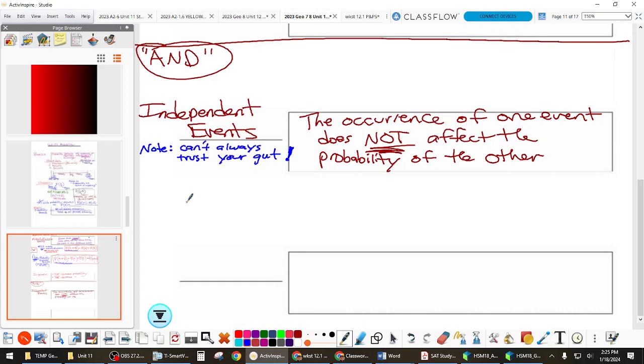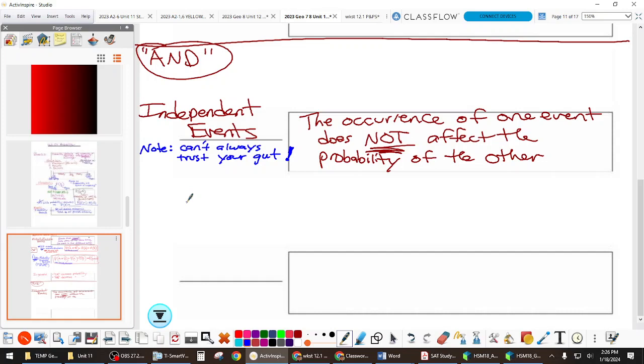Flipping a coin, rolling a die. Are those dependent or independent? Does me flipping a coin and getting tails affect what I roll? No. So that one, yeah, you can use your gut. It's definitely independent.